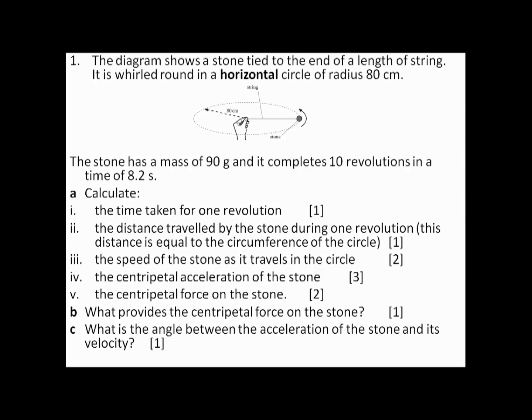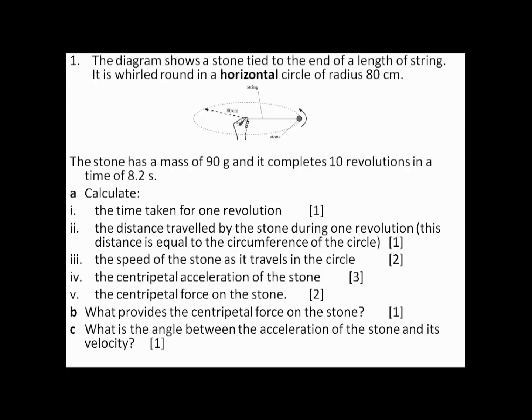It's showing a system where the stone is whirling around in a horizontal circle of radius 80 cm, and the stone has a mass of 90 gram and completes 10 revolutions in a time of 8.2 seconds. The question requires us to calculate the time taken for one revolution, the distance traveled by the stone during one revolution, the speed of the stone as it travels in the circle, the centripetal acceleration of the stone, and finally the centripetal force on the stone.